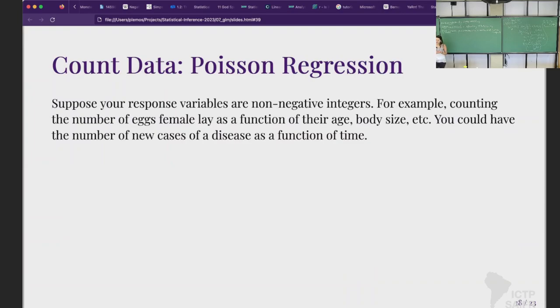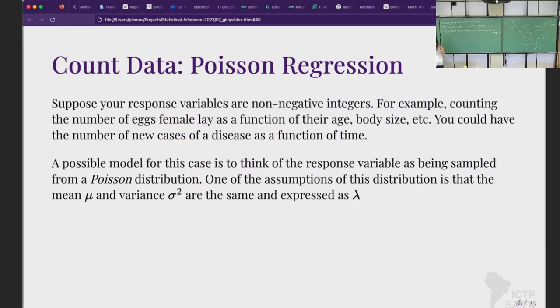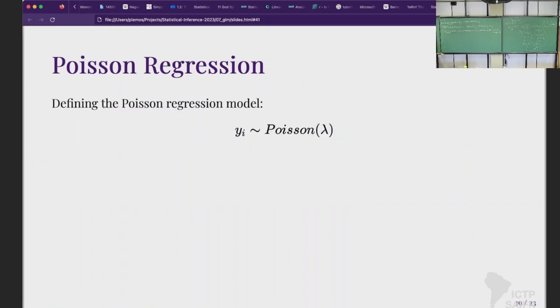So now suppose that your response variables are non-negative integers. For example, you're counting the number of eggs that a female has as a function of their age or body size, or you could have the number of new cases of a disease emerging over time. In these cases, you would use Poisson regression, and a possible model is to think of the response variable as being sampled from a Poisson distribution. One of the assumptions of this distribution is that the mean and the variance are the same, and they're expressed as this parameter lambda.